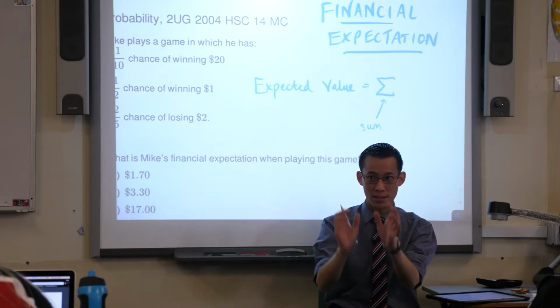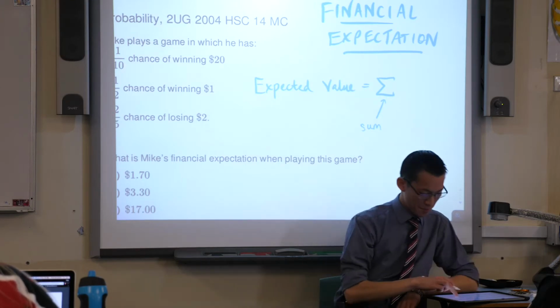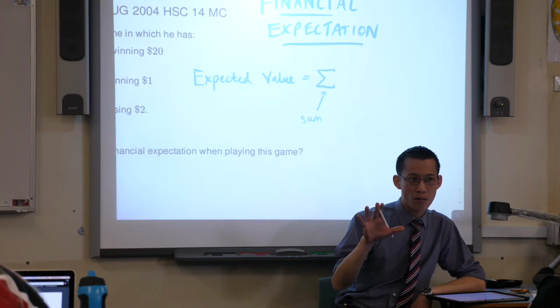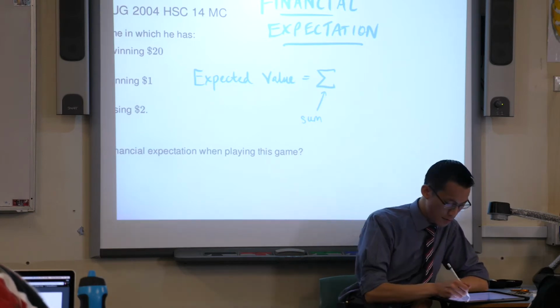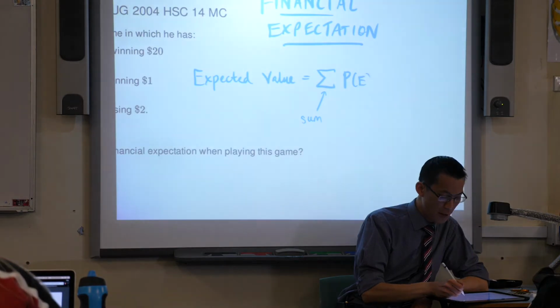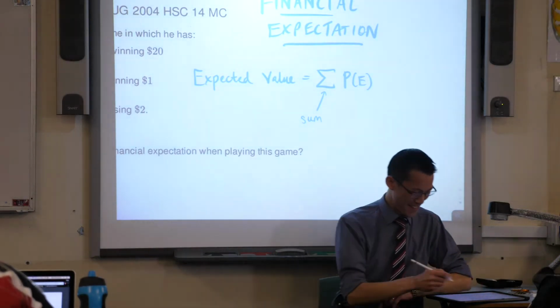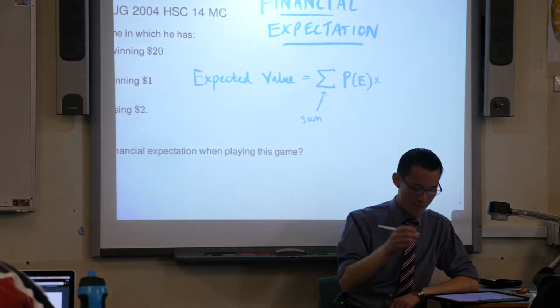What were the things we added up? There's two pieces in this. The outcome times the value. What's the P stand for? Probability of the outcome or event. Yep. And outcome and event, synonymous words. We're okay with that. Very good.